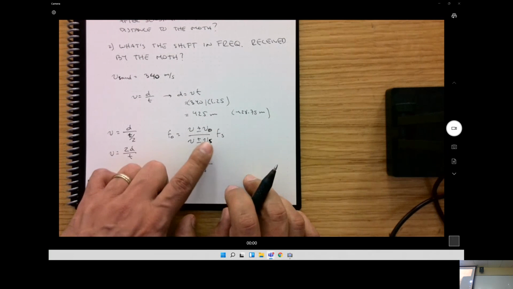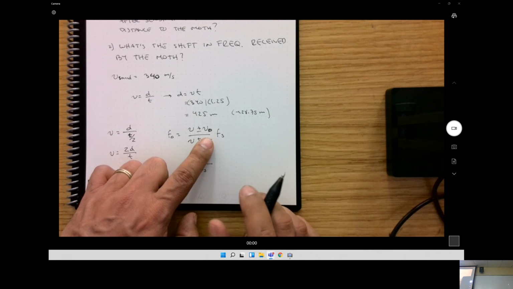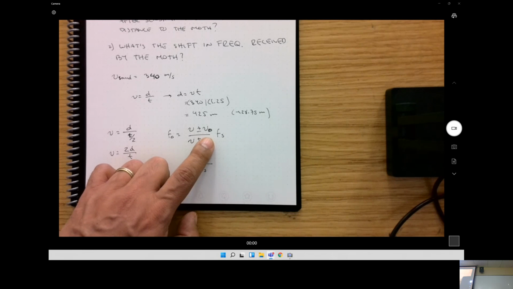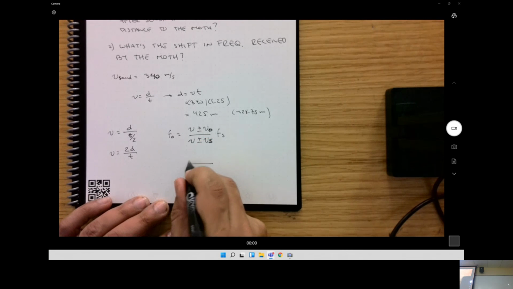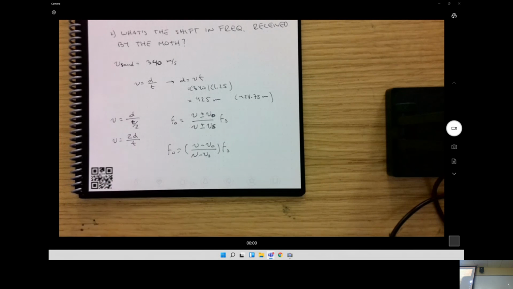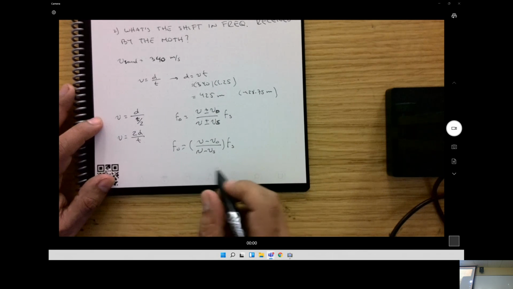Trying to find out what sign I have in the numerator. I'm going to ignore the velocity of the source. The moth is moving away, so the frequency has to go down. So this will be minus. So that's the equation that I'm going to be using, and from there, I can just substitute values.